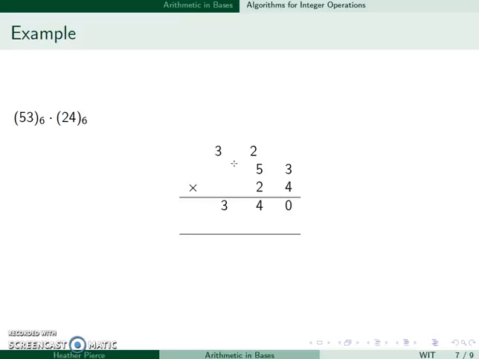Next, I'm going to multiply everything by 2. 2 times 3 is 6. 6 divided by 6 is 1, with a remainder of 0. So I write down the 0 and carry the quotient. 2 times 5 is 10, plus 1 is 11. And 11 divided by 6 is 1, with a remainder of 5. And finally, since there's nothing below this 1, I can bring it down. And now I can add. 0 plus 0 is 0. 4 plus 0 is 4. 3 plus 5 is 8. When I divide 8 by 6, I get a quotient of 1 and a remainder of 2. So I write down the 2 and carry the 1 to give me the final 2.